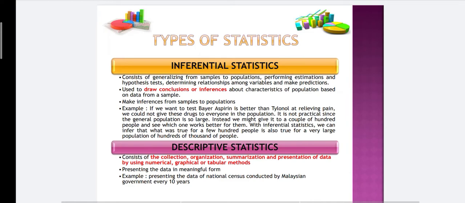Tapi actually cara nak ambil sampel tu ada beberapa cara lagi lah. Next class saya akan explain detail macam mana cara nak ambil sampel. Ada sampel, ada cara yang bias dan ada cara yang terbaik. So I will explain later about that. Okay.